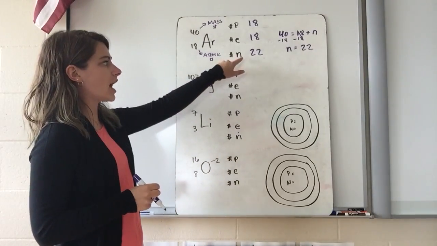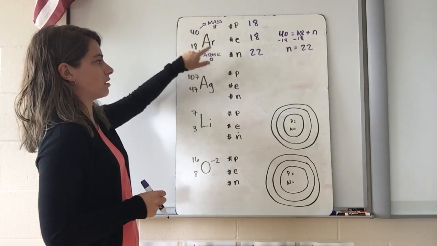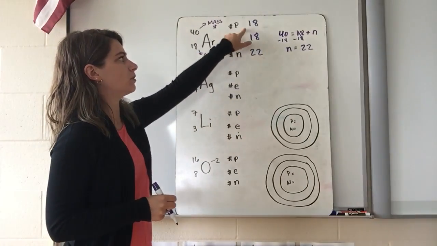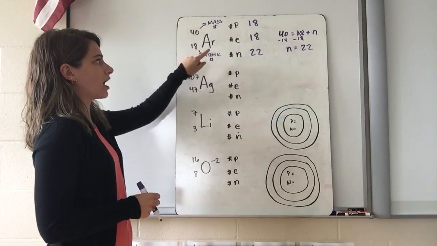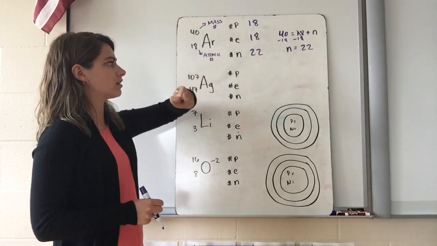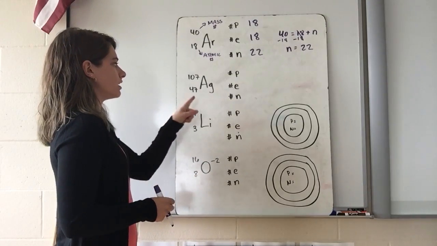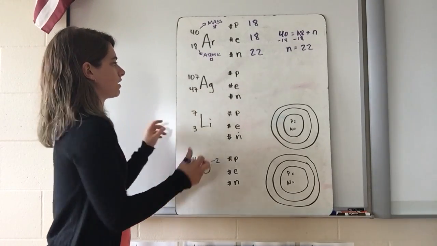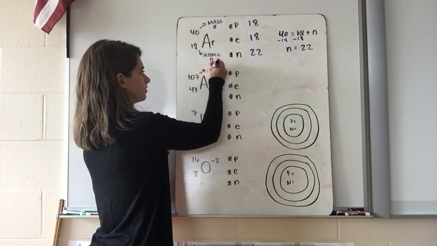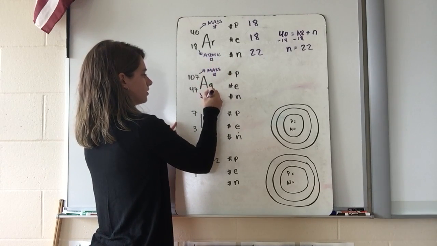So then if I want to check, I should be able to add my neutrons and my protons together and get my mass number. So if I add 22 plus 18, I get 40. So this atom of argon has 18 protons, 18 electrons, and 22 neutrons. Example 2 is silver. So silver is 47 and 107. So this is the mass number. This is the atomic number.